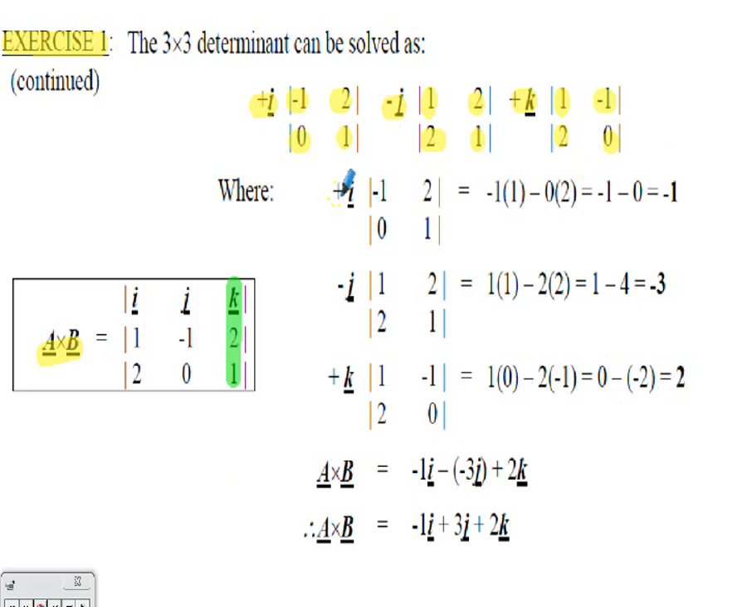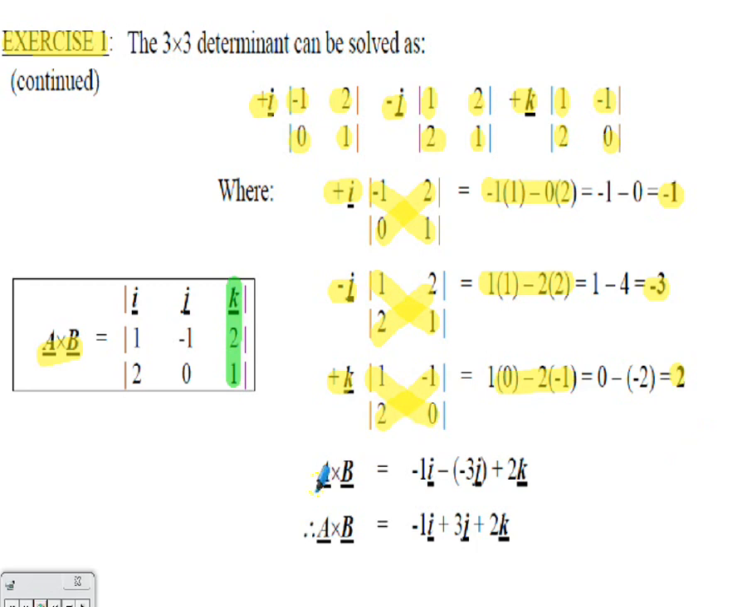Going to now evaluate the 2 by 2 determinants. So the plus i determinant will be minus 1 times 1, take away 2 times 0, which gives us minus 1. For the negative j determinant, that will be 1 times 1, take away 2 times 2, which gives us a value of minus 3. And for the positive k determinant, that will be 1 times 0, take away the minus 1 times 2. That gives us a value of positive 2.